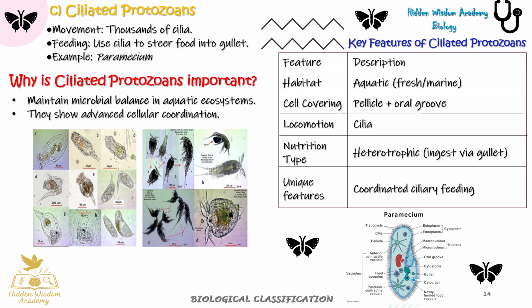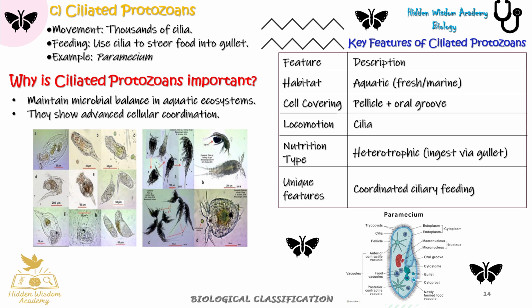C. Ciliated protozoans. For movement they have thousands of cilia. For feeding they use cilia to steer food into the gullet. Example, paramecium. Why are ciliated protozoans important? They maintain microbial balance in aquatic ecosystems, and they show advanced cellular coordination.